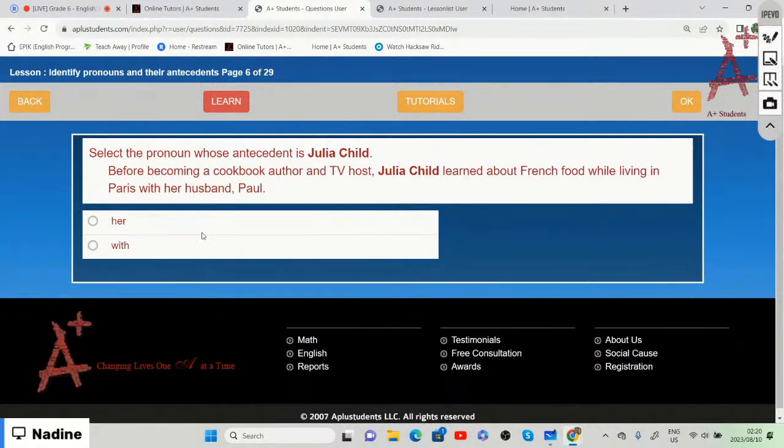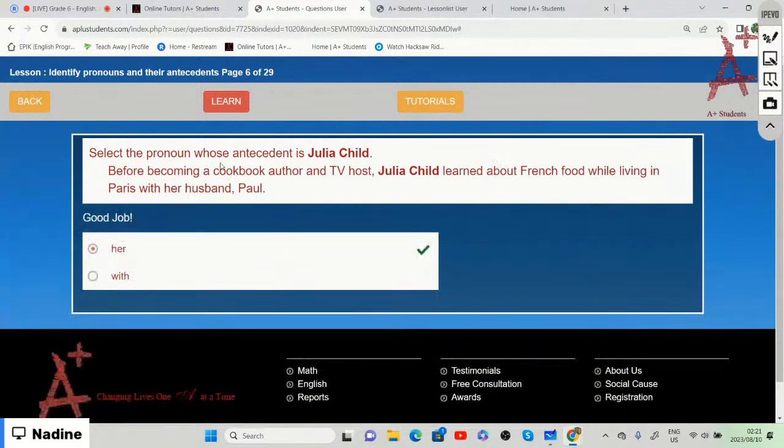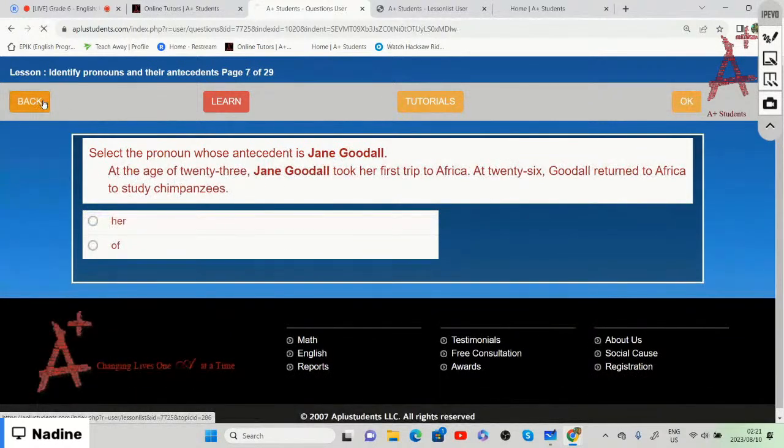So select the pronoun whose antecedent is Julia Child. Before becoming a cookbook author and TV host, Julia Child learned about French food while living in Paris with her husband Paul. So if we were to select the pronoun, we will say "her," and "her" is correct. All right.